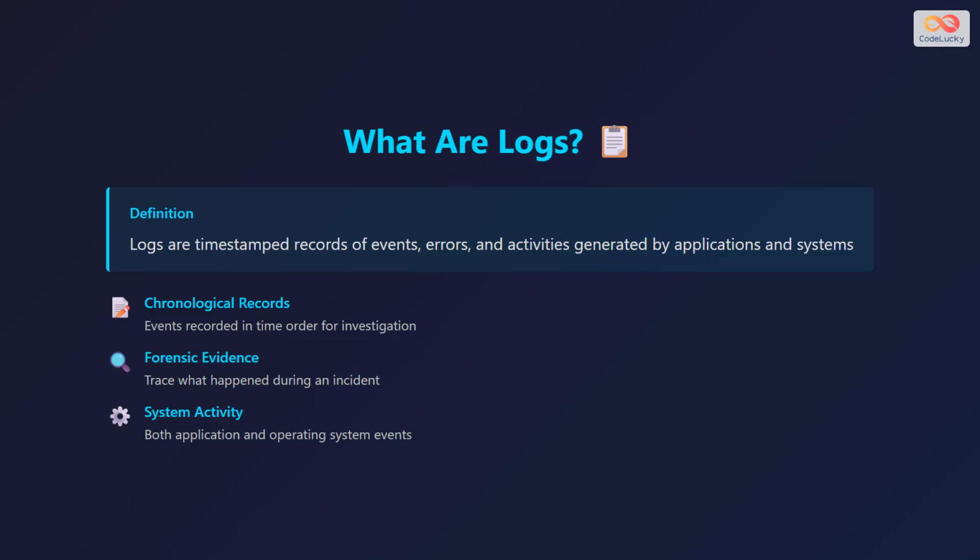Logs are time-stamped records of events, errors, and activities generated by applications and systems. Think of them as a detailed journal that your systems keep automatically. Every action, every error, and every important event gets recorded with the exact time it occurred. This chronological nature makes logs invaluable as forensic evidence. When an incident happens, you can trace back through the logs to see exactly what happened, in what order, and when. Logs capture both application-level events, like business logic changes, and operating system-level activities, like service restarts.